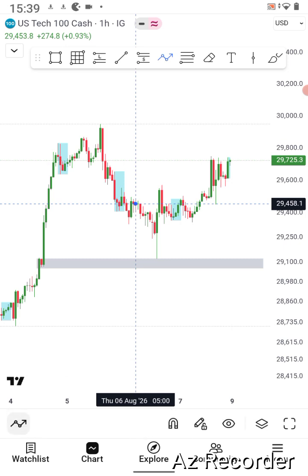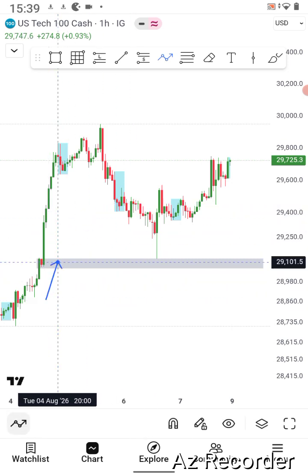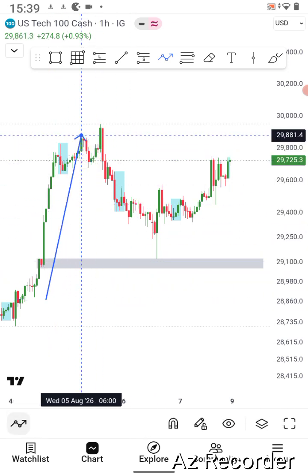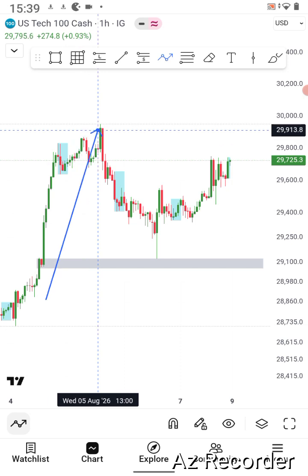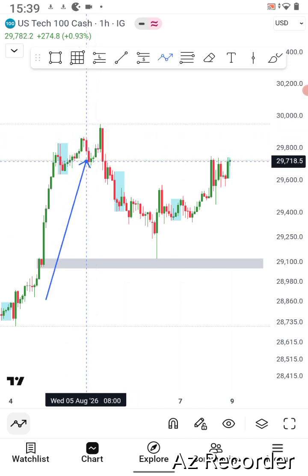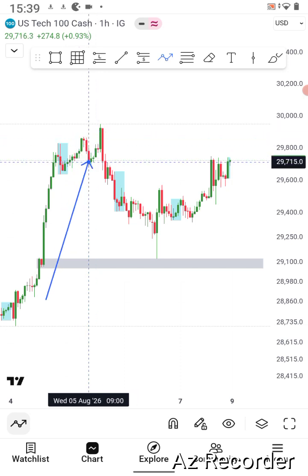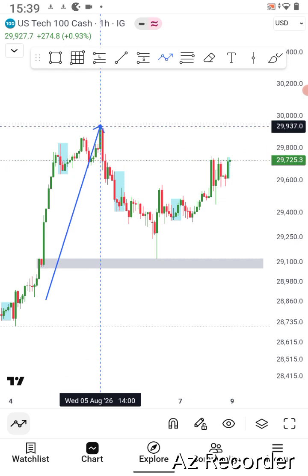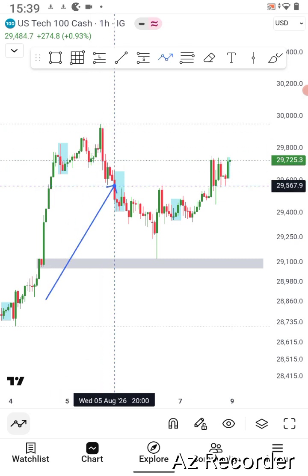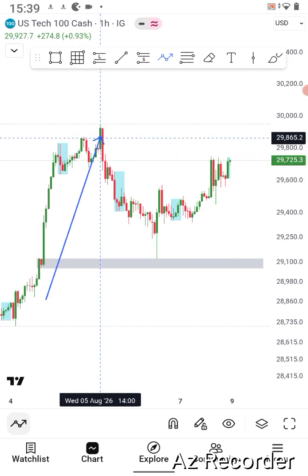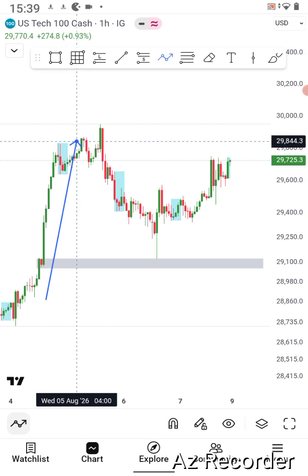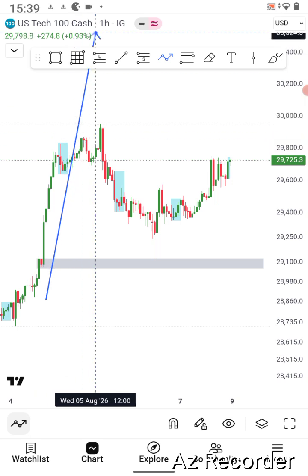What do I want to see to take a setup? I want to see market sweep an old high, which it did here. Are you seeing it now? So this would have served as an order block, but market passed through it. So breaker block, I always call it breaker block, on the 1 hour time frame.